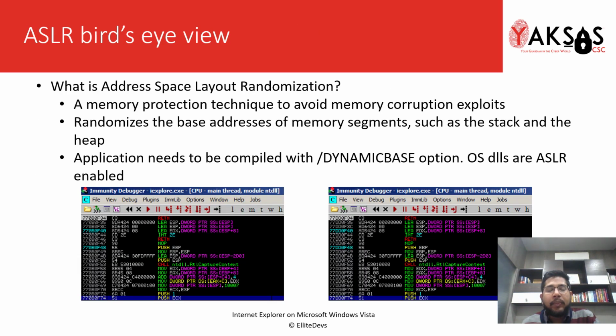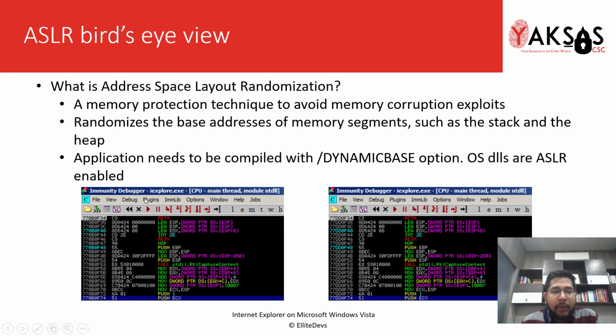So allow me to give you a brief overview of what ASLR, or Address Space Layout Randomization, is. It is a memory protection technique to avoid memory corruption exploits. It was developed by Microsoft and it has been implemented in Microsoft Windows operating systems, Windows Vista onwards. So basically, it randomizes the base address of memory segments such as the stack or the heap.